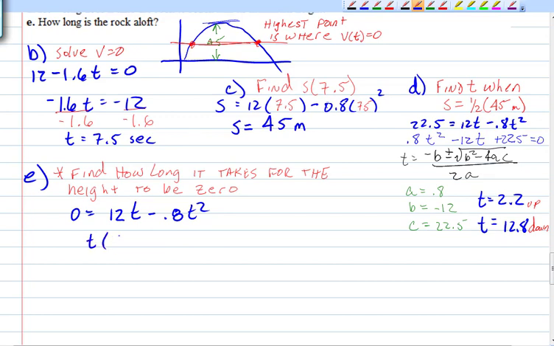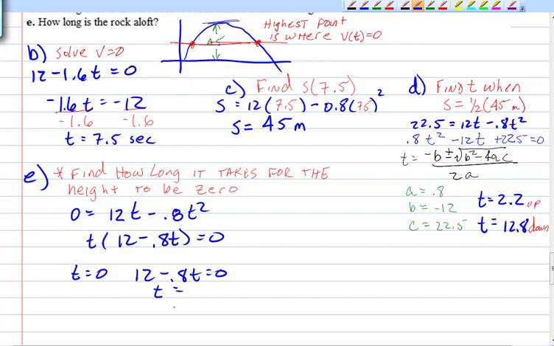Now what? t times (12 minus 0.8t) equals 0. Right, set each factor equal to 0. We end up with t equals 0 and 12 minus 0.8t equals 0. t equals 0 is when the object is on the ground before we project it into the air, kick it, or whatever.